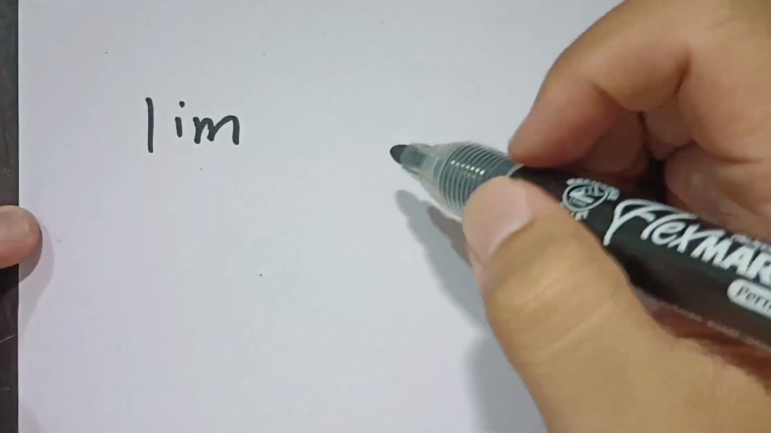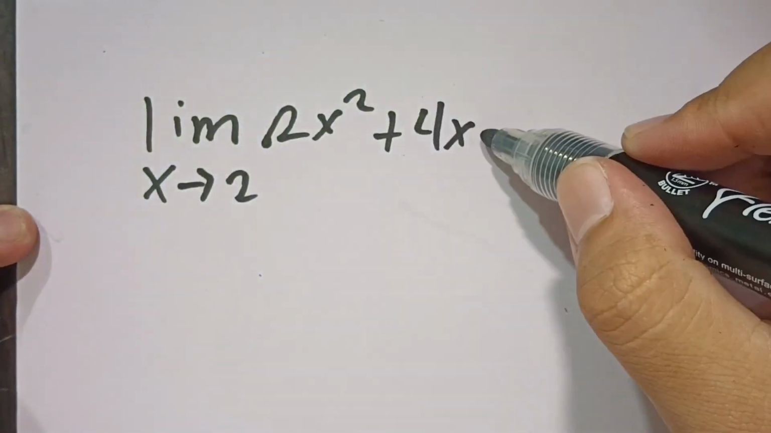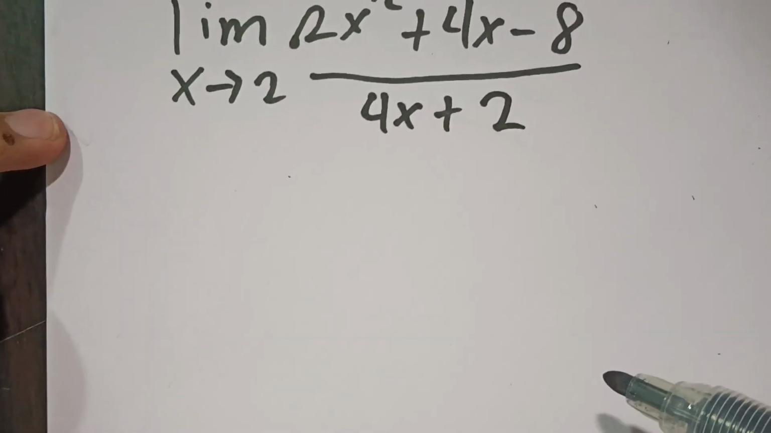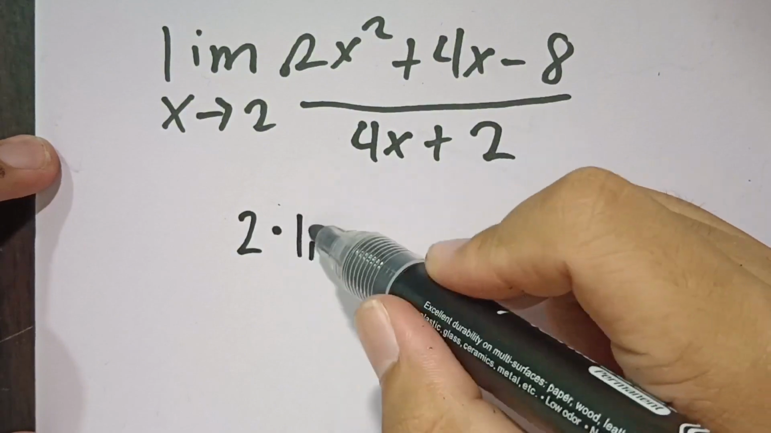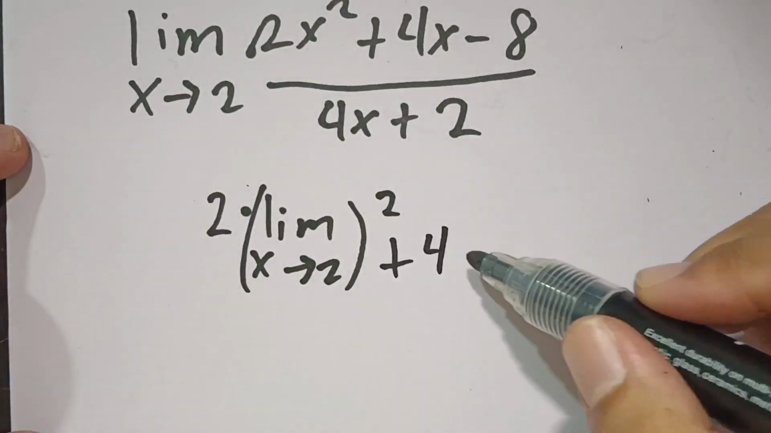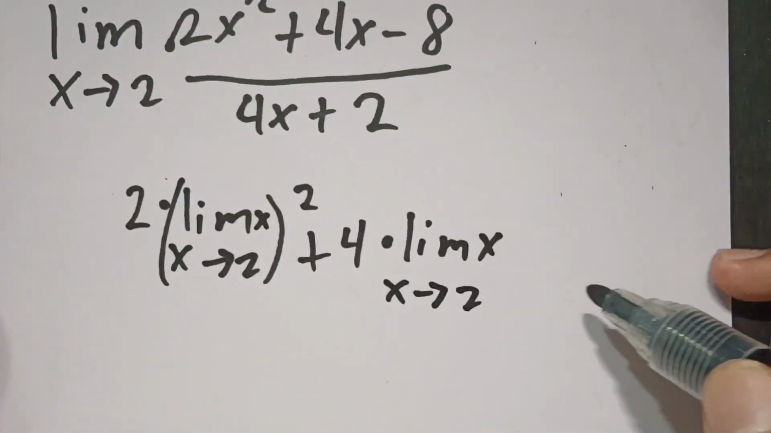Ngayon ay magsasolve tayo ng tatlong equations kung saan pwede kayong sumunod. Kindly pause to try and solve it by yourself. So the limit of 2x squared plus 4x minus 8 over 4x plus 2 as x approaches 2. We then use the limit laws to properly understand the formula.